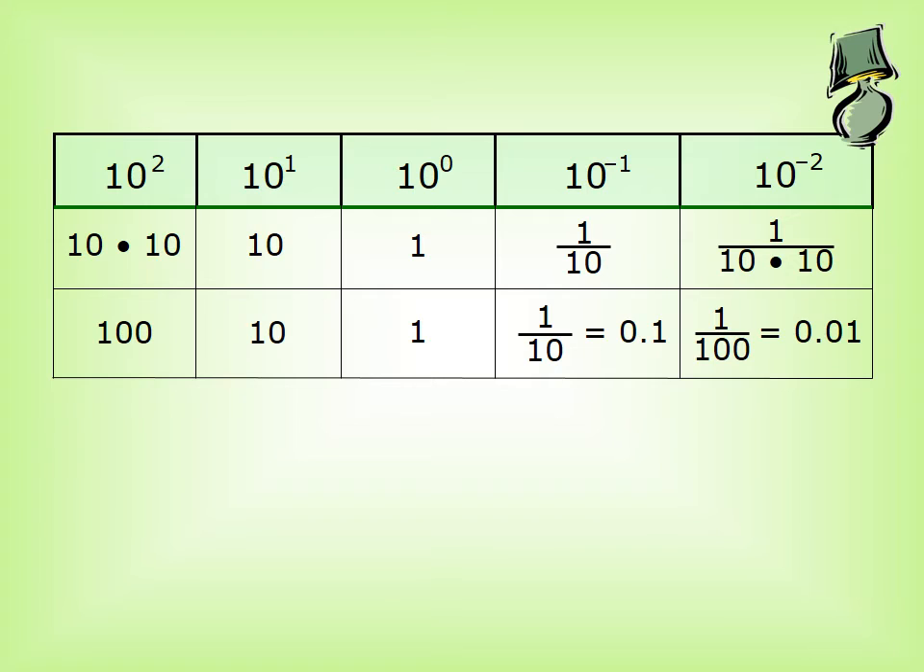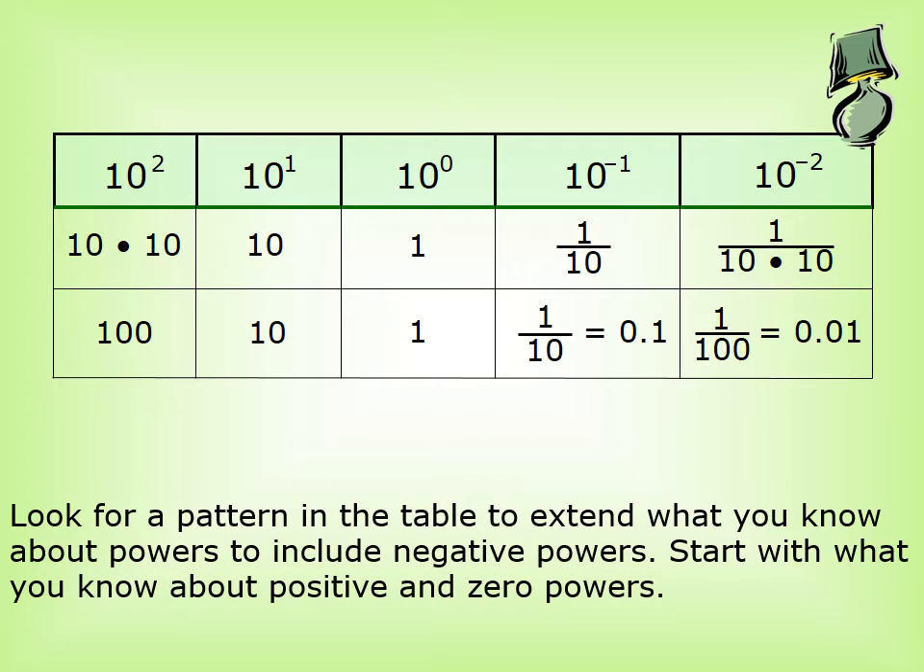positive integer power. Learn to look for a pattern in the table to extend what you know about powers to include negative powers. Start with what you know about positive and zero powers. 10 power 2 equals 10 times 10 equals, of course, 100. 10 power 1 equals 10. 10 power 0 equals 1.